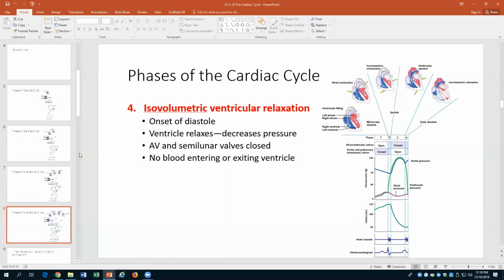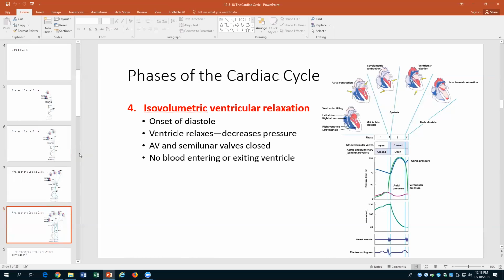In phase 4, we have isovolumetric ventricular relaxation. The pressure in the ventricle now is dropping, but it's not low enough where it's lower than the pressure in the atria. So we don't have a pressure gradient just yet. In order for filling to start again, that ventricular pressure has to go below the pressure that is in the atria. Otherwise, we don't have a gradient anymore.